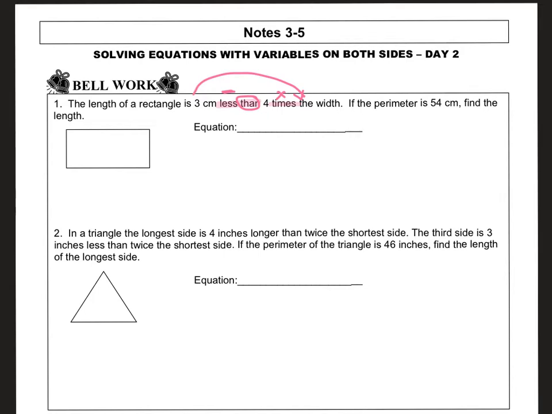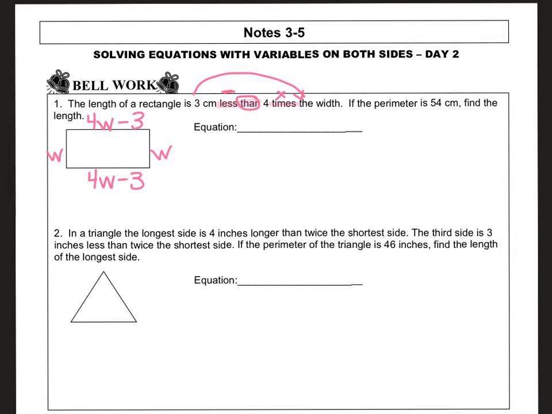So we're going to start with the 4 times the width, 4W. I'm going to use W for width. 3 less than that would be minus 3. So remember that we also have a second width, or length, which would be the exact same. And nowhere in the problem does it tell us what the width is, so we just know that the width is represented by W.